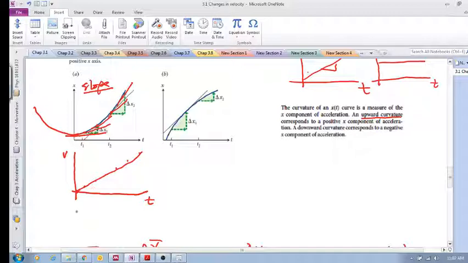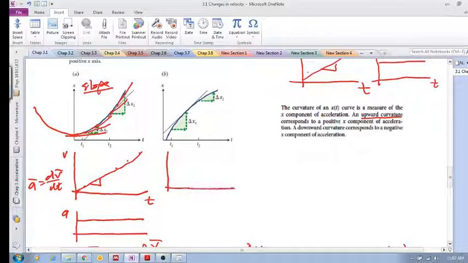Now, what does this mean with regard to my acceleration? I know that my acceleration is the slope of my velocity. So what is the slope here? It is positive and it's constant. So I'm going to have a constant acceleration. What about this one? Why don't you pause the video and try to draw the velocity time curve for this one? Okay, pause it and come back.